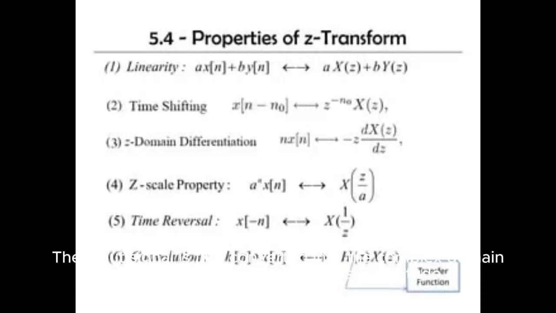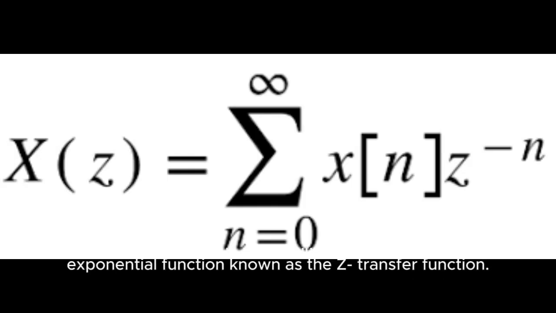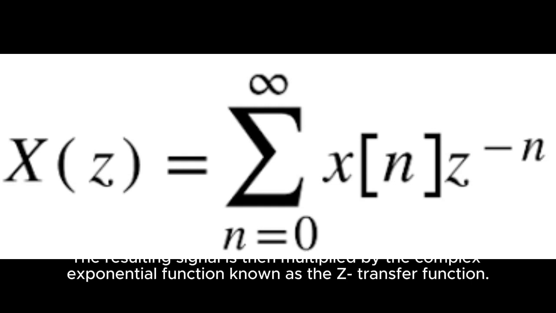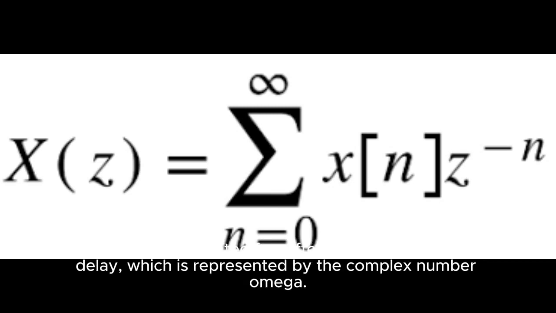The input signal is first converted into the complex domain by taking the square root of its magnitude. The resulting signal is then multiplied by the complex exponential function known as the Z-transfer function. This process is repeated for different values of the time delay, which is represented by the complex number omega.